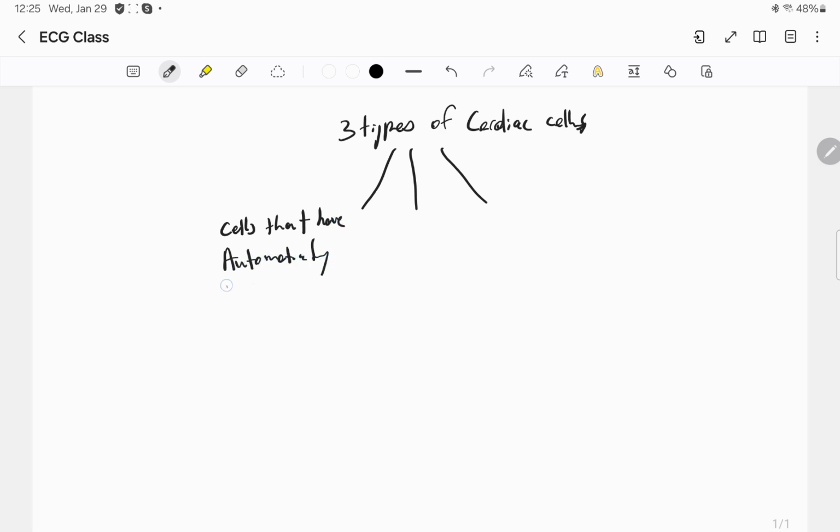Okay, I remember the name now. So pacemakers, right? Then you have cells that conduct well. So let's just call them conductors. And then you have cells that contract well. All right, let's call them contractors, right?